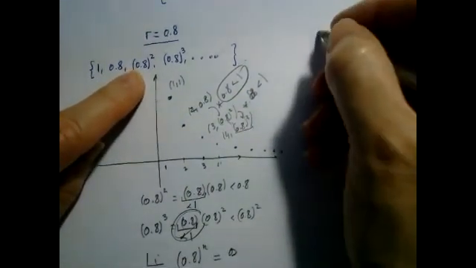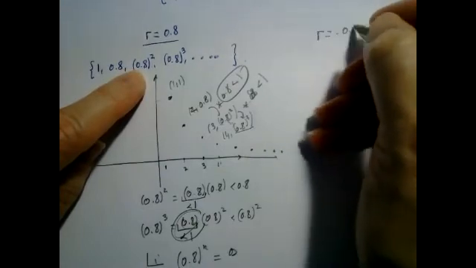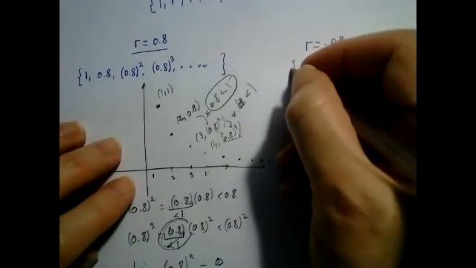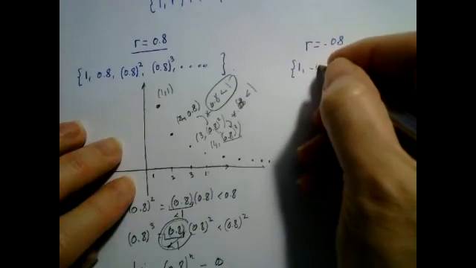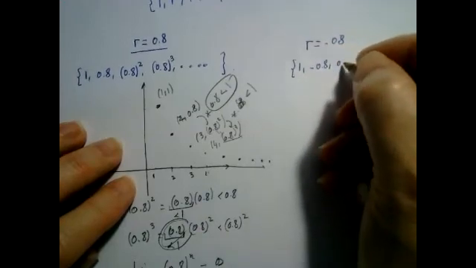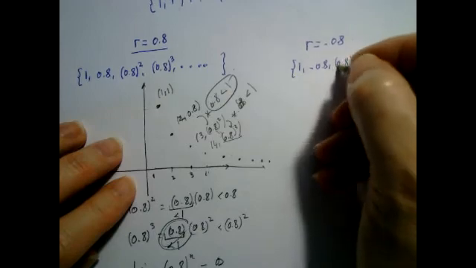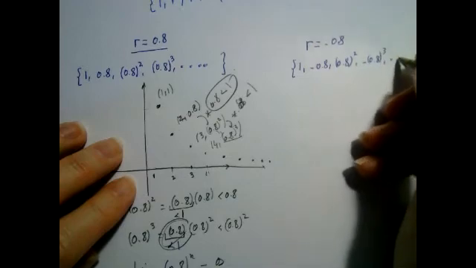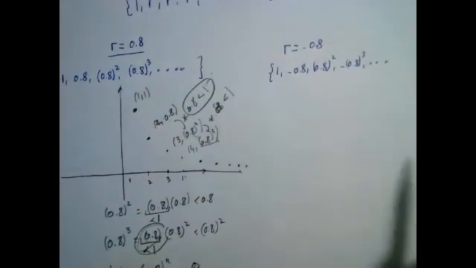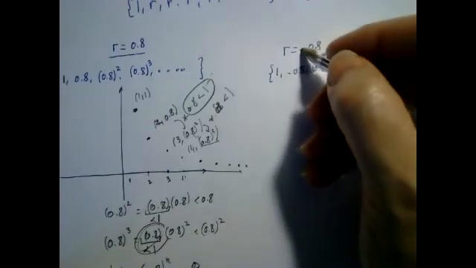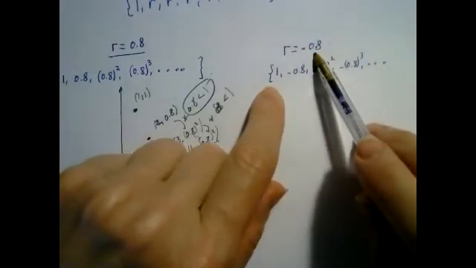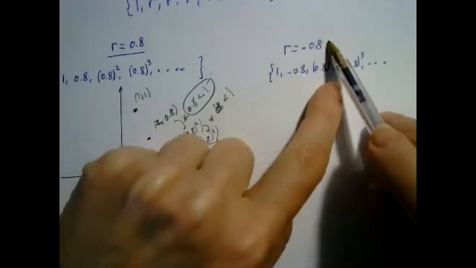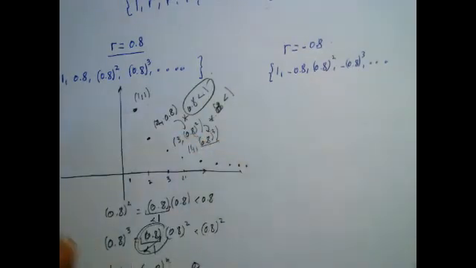What if I take minus 0.8? Will the picture be the same? What do you think? We get 1, minus 0.8, 0.8 squared, minus 0.8 cubed, etc., because when I start raising it to the power, to the power 0, I get 1. To the power 1, it's a minus. To the power 2, I get the plus. To the power 3, I get a minus. What do you think this limit is going to be?